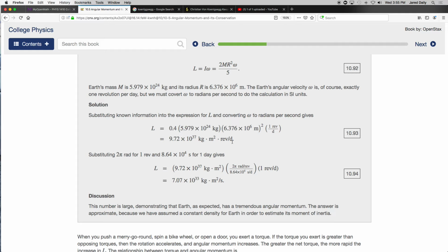So the 2/5 is the 0.4, of course. This right here is the I, this is the mass. This is the radius, right? Got that, so that's the 2/5 mass times radius. And then they're doing that in revolutions, times 1 revolution per day. So that's right, okay. No, we're missing the I. Where's the I?